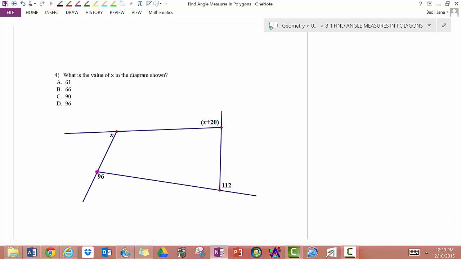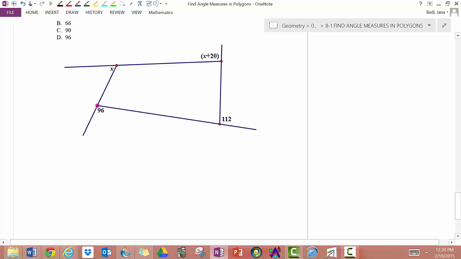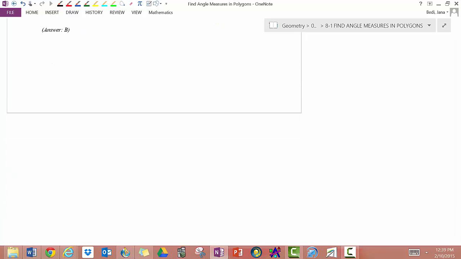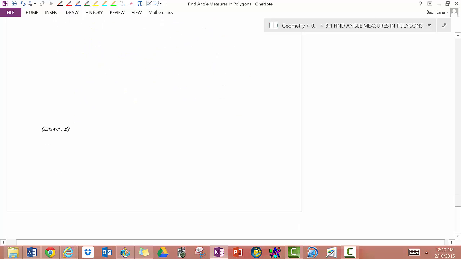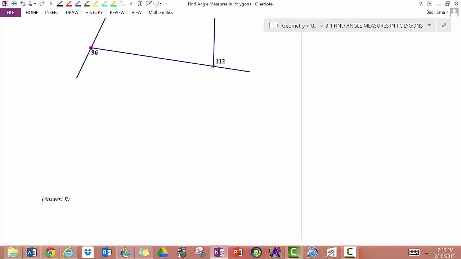This one is just talking about the exterior angles of a convex polygon, and you need to recall the theorem which tells you what the sum of the exterior angles of a quadrilateral is. So this is a pretty easy section. So just do the problems, and good luck.